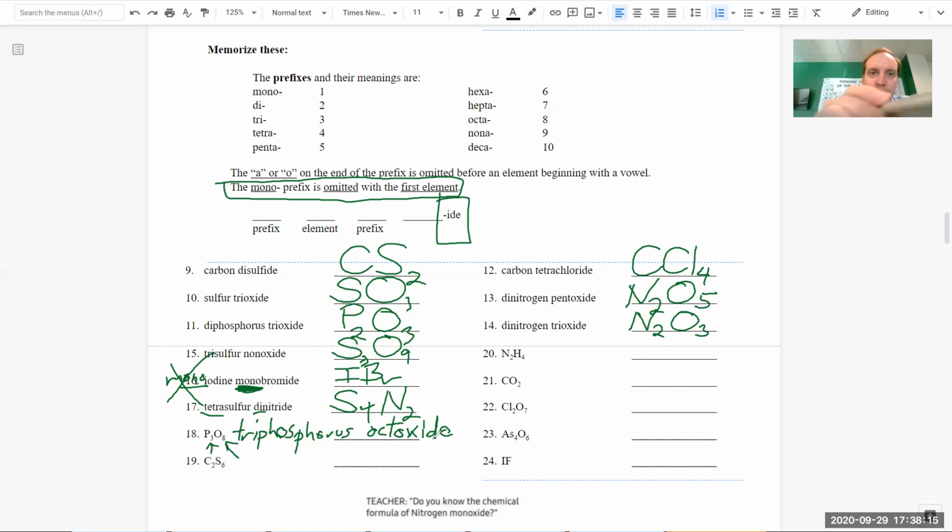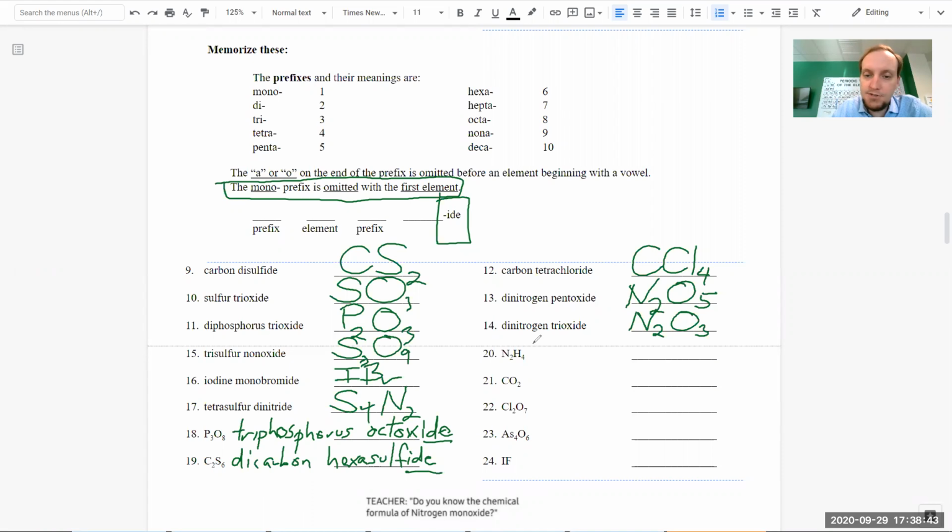It'll sound more natural as we do this more. It may not sound natural to you yet, but it will. So triphosphorus octoxide. We have C2S6, so that is dicarbon, and then we have hexasulfide. Again, notice they end in ide. Okay, the second one always ends in ide.